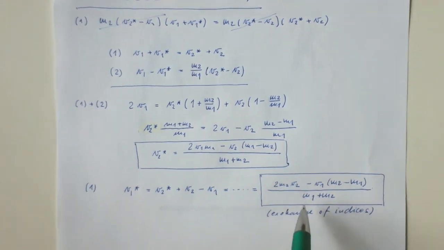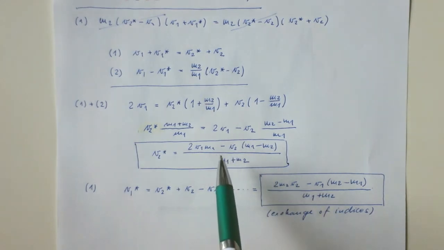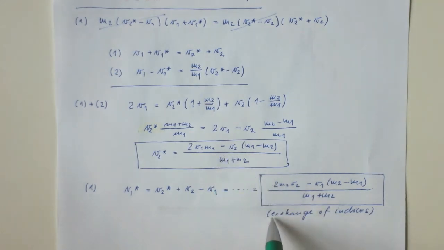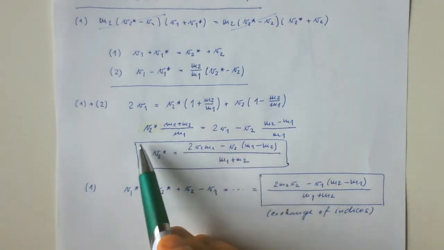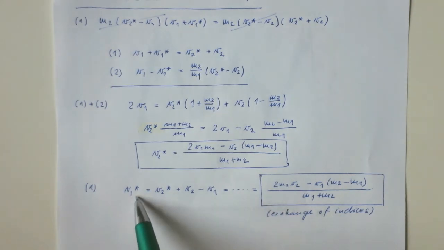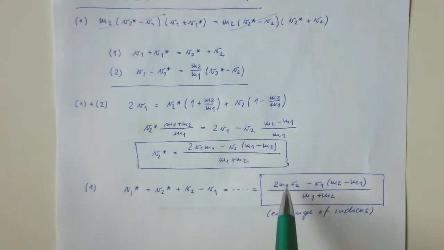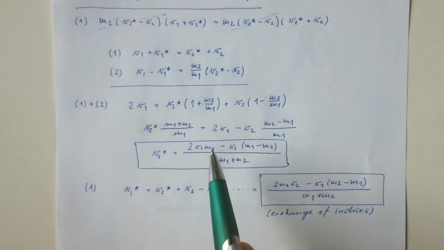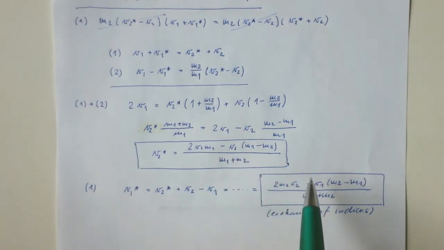We can see that it's very similar and the only change is in the indices. So here we can observe something like a law or principle, an exchange of indices. So if we have one result, we can write the result for the second variable very easily, but we must change indices only: 1 for 2 and 2 for 1.